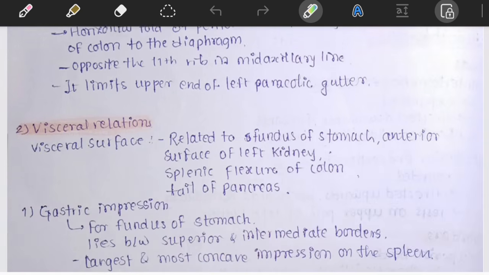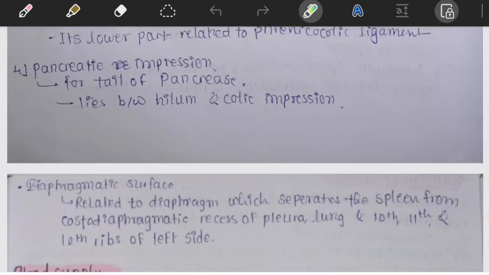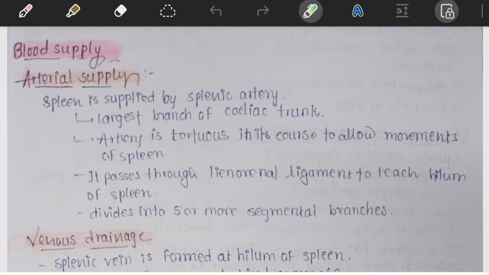Now comes one of the highest yield areas, the blood supply. The spleen is supplied by the splenic artery, and the splenic artery is the largest branch of the celiac trunk. But there is something special about the splenic artery: it is tortuous. Why? Because the spleen can change its size and position to some extent, and a tortuous artery can accommodate movement better than a completely straight vessel. The artery travels through the splenorenal ligament to reach the hilum and divides into 5 or more segmental branches.